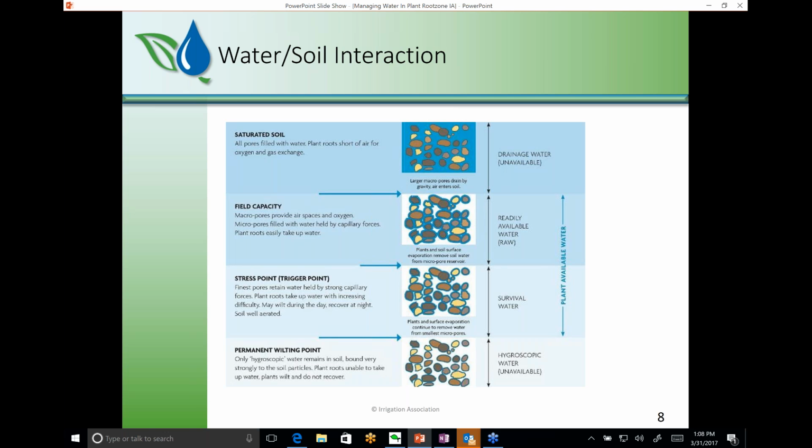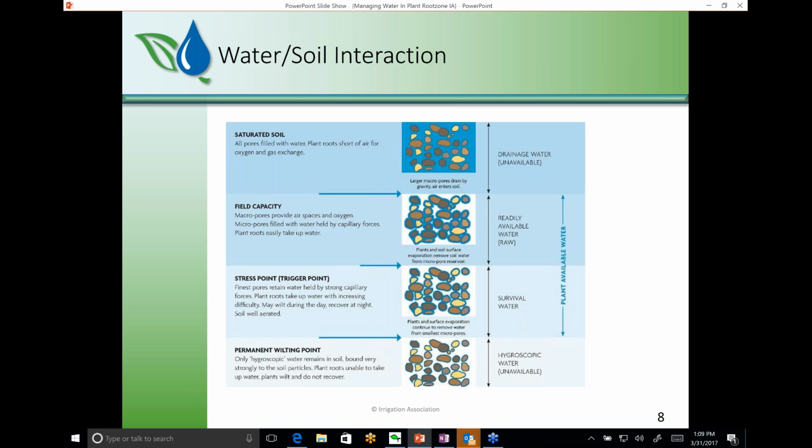Moving to the next section, field capacity. At field capacity, this is where we want to be. The macropores provide airspace and oxygen. Micropores filled with water are held by capillary forces, and plant roots easily take up the water. So this is, again, the sweet spot in terms of water management. We want a good balance between air and water in the plant root zone.